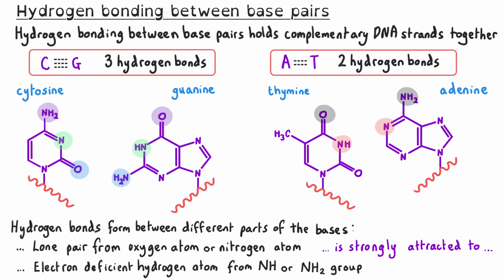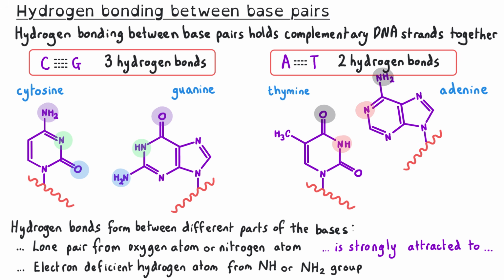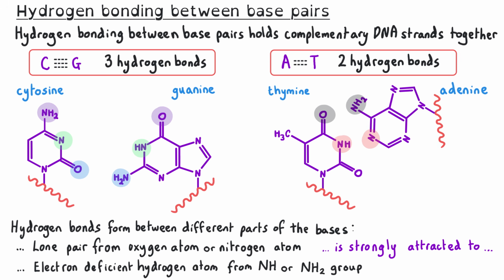Next, it will look easier if I rotate one of the bases slightly so that the atoms can have the lone pair on each base being near to the electron-deficient hydrogen atom that it's attracted to. And so you can see now that when we look at this, we have a lone pair on this nitrogen atom forming a hydrogen bond to this electron-deficient hydrogen, and then the lone pair on this oxygen forms a hydrogen bond to this electron-deficient hydrogen.